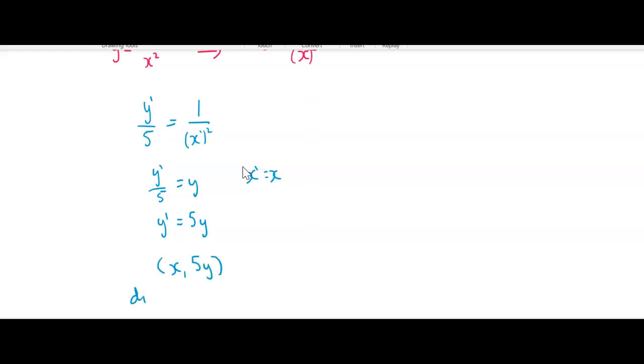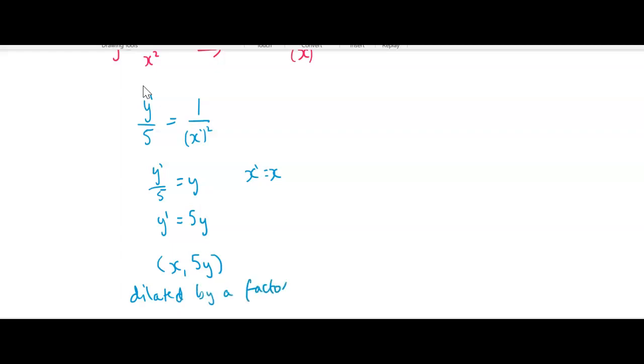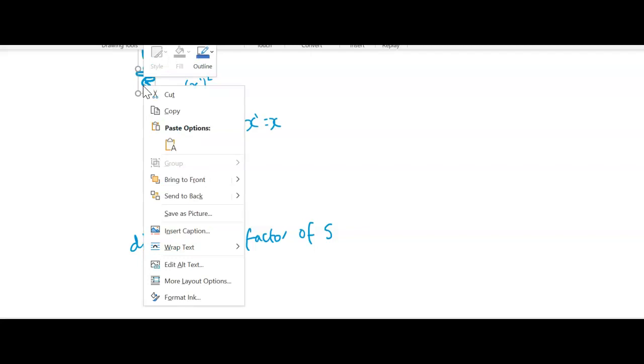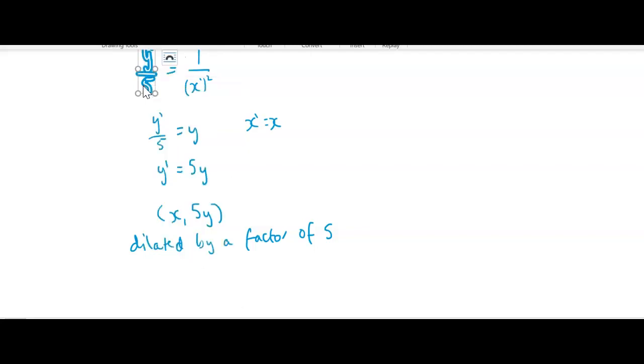So that's a dilation of, actually, I can never get the phrase right, dilated by a factor of 5 from the x-axis.